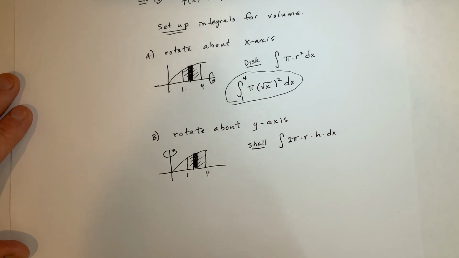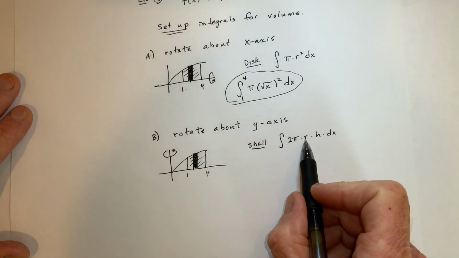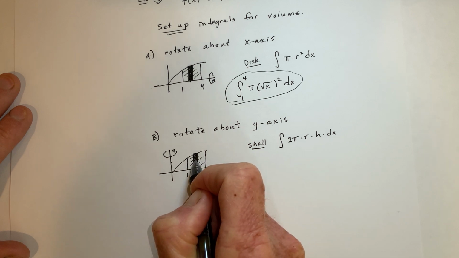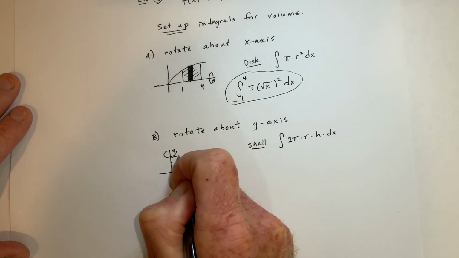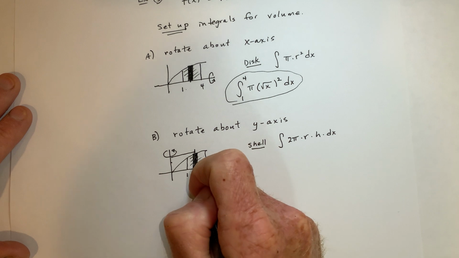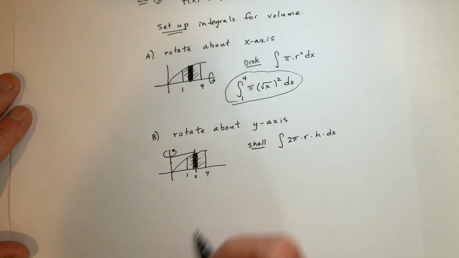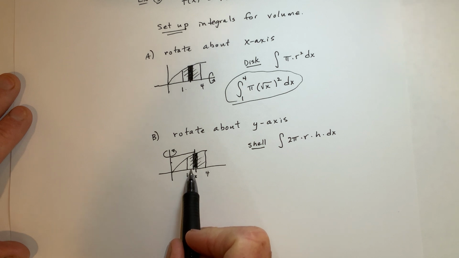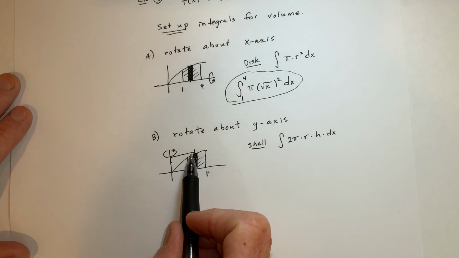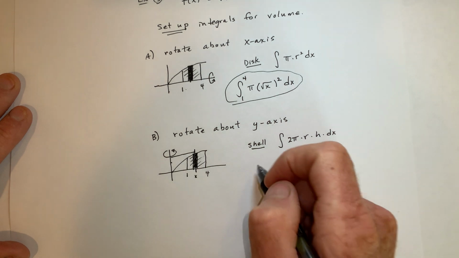So this is going to be, let's see, the radius has to be measured from the axis over to the rectangle. So in other words, what is this length right here? Well, if x is going to go from 1 to 4, at any given moment this is x. So x could equal 1 or 1.5 or 2, etc. But this length will be a length of x. So that's the radius.